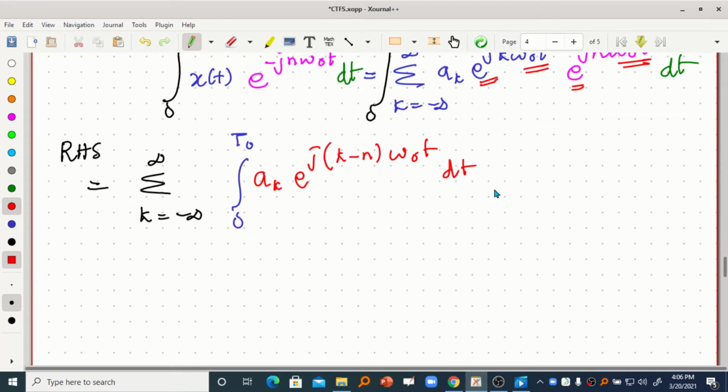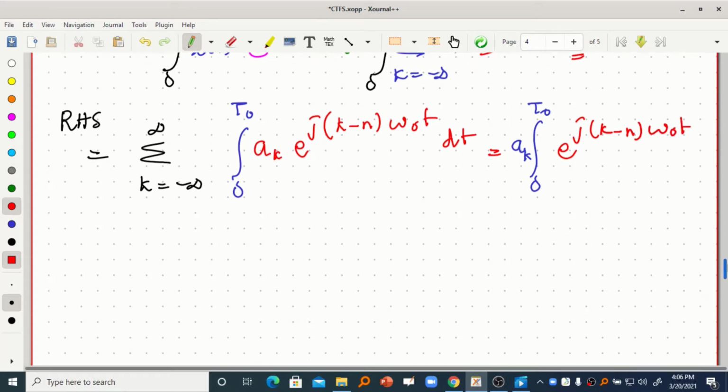Compared to this integration, a_k is also a constant, so I can take a_k outside of the integration. And what is remaining inside? e^(j(k minus n)ω0t).